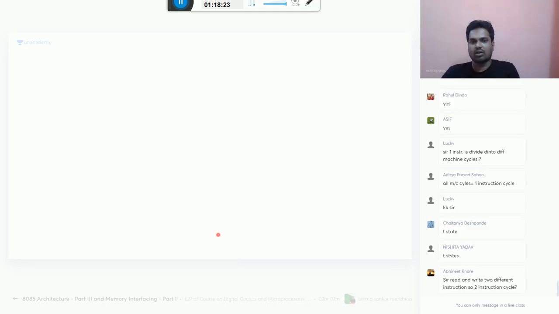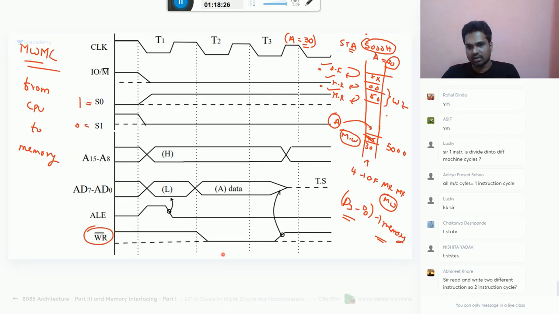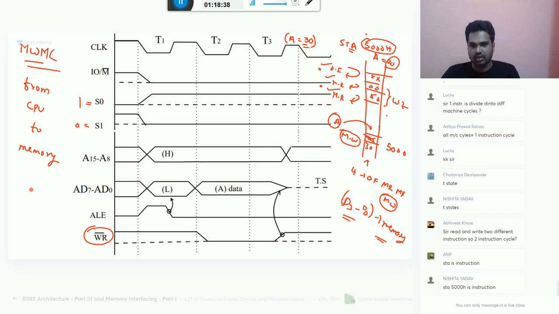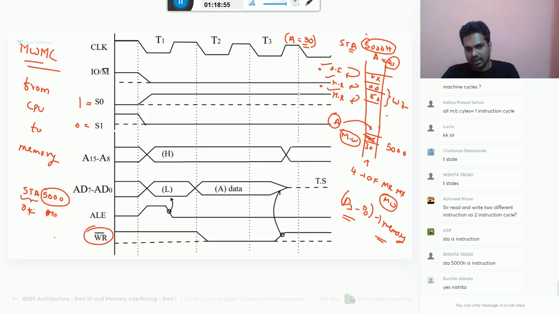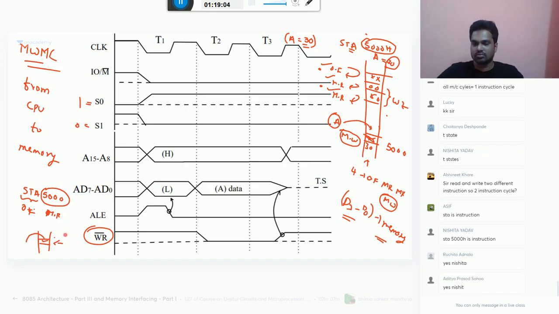No, read and write are part of the same instruction. Instruction is not read write. This complete job is one instruction. Read it as a job. STA 5000 is your job. What is this job telling? It should store accumulator into 5000. So first you need to read 5000 because you don't know this address now. So this job requires opcode fetch, reading this 5000, then go to 5000 and write the data. Everything comes under one instruction.